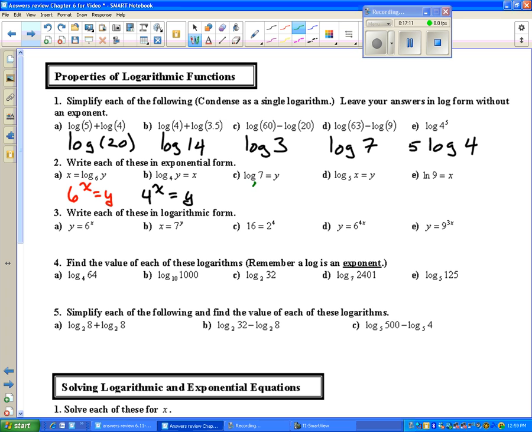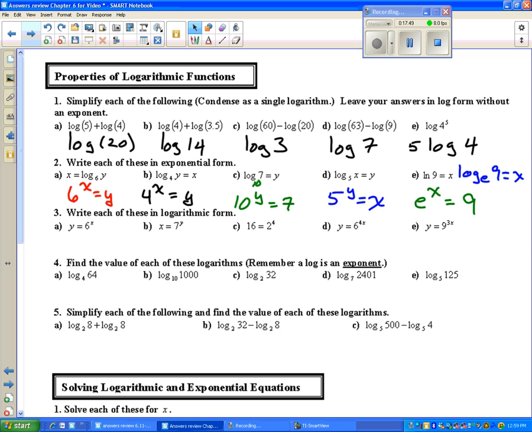My base is 10, my base stays the same. My answer becomes my exponent. My argument becomes my answer. 10 to the y is equal to 7. My base, 5, stays the same. My answer becomes my exponent. My argument becomes my answer. 5 to the y is equal to x. And lastly, natural log, remember that is log base e of 9 is equal to x. Again, my base e stays the same, my answer becomes my exponent, my argument becomes my answer. e to the x is equal to 9.